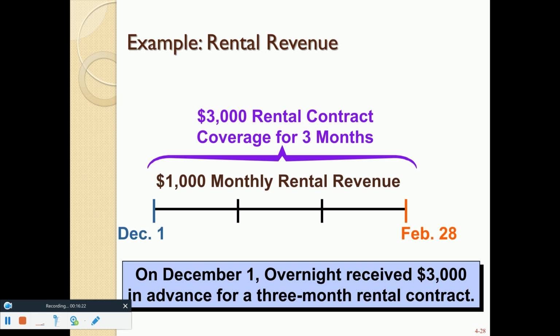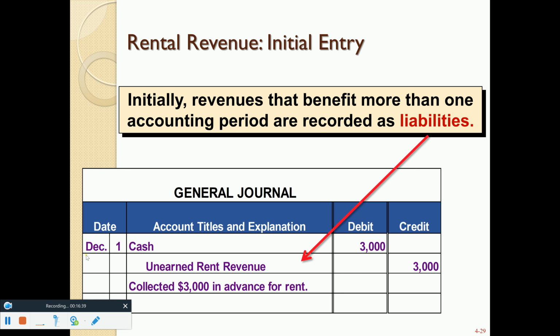And we signed a 3-month contract with an individual for a rental. And so if you take $3,000 divided by 3, that's $1,000 a month. All right, and so on December 1st, we signed that contract. So on the first day that we received that $3,000 on December 1st, if we take a look at our journal entry in the general journal, we increased our cash account with a debit of $3,000.